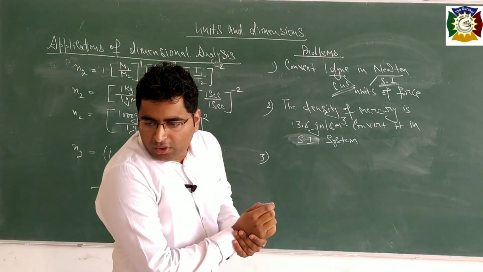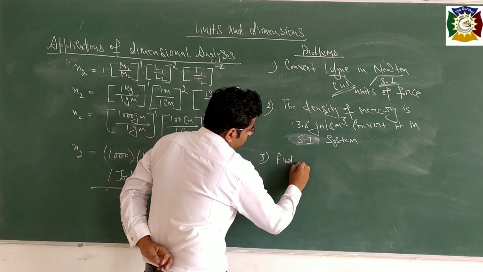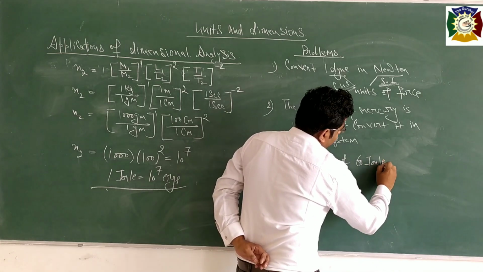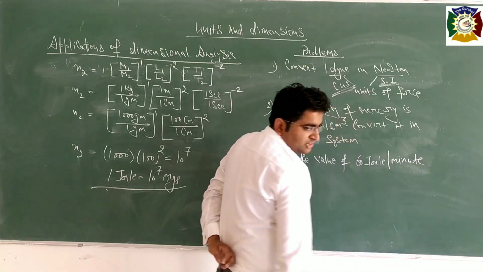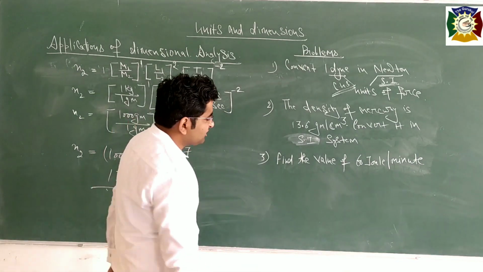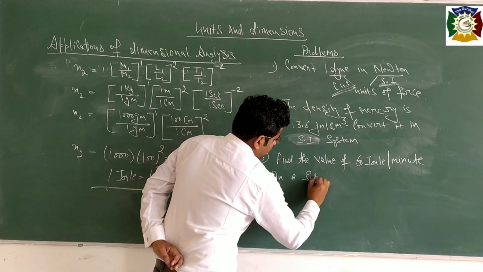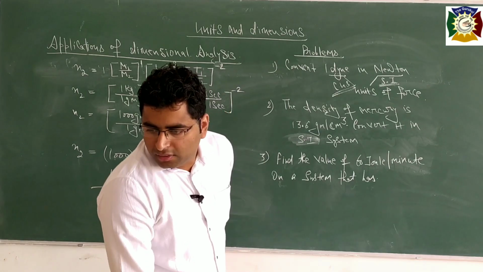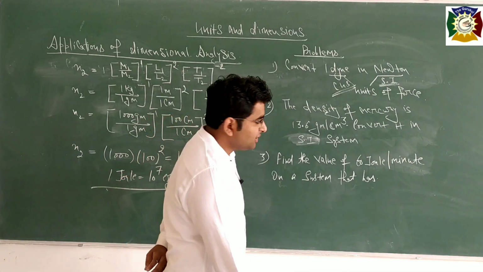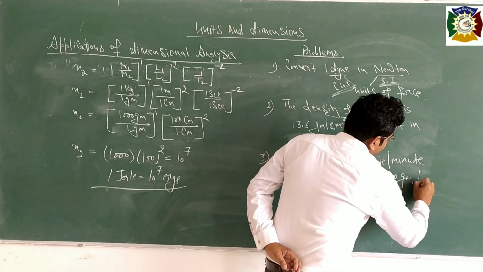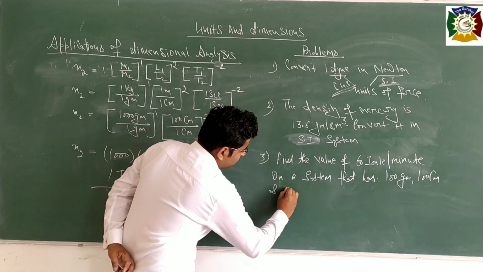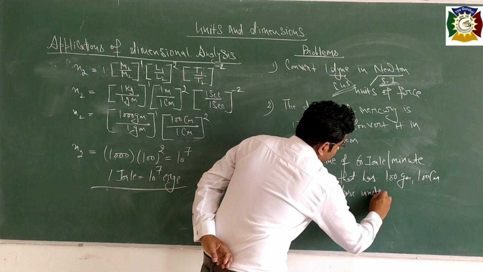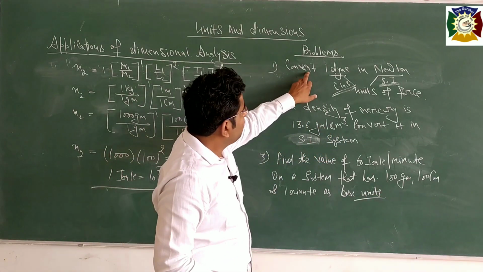Third, you have to find the value of joule per minute on the system that has 100 gram, 100 centimeter and 1 minute as base units. Okay, look. Convert 1 dyne into Newton.